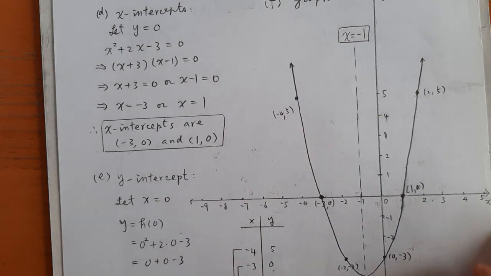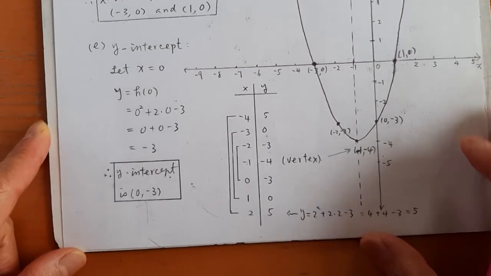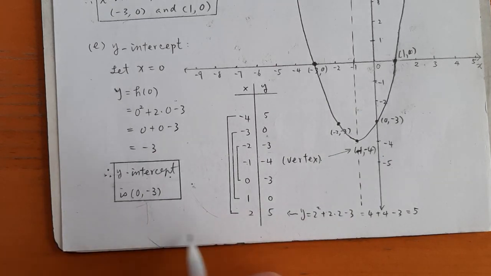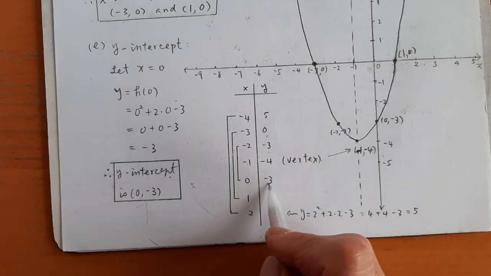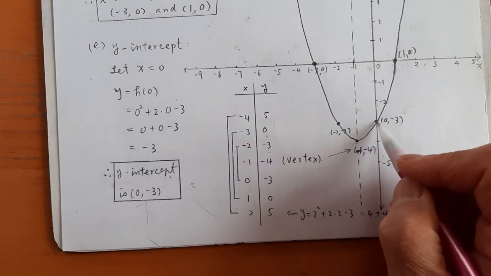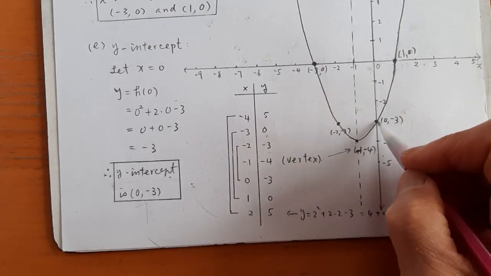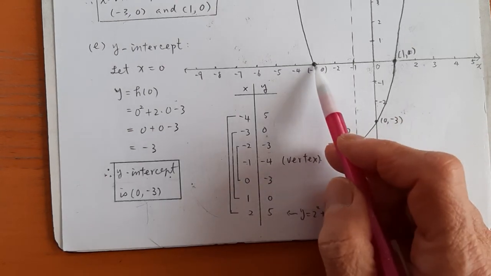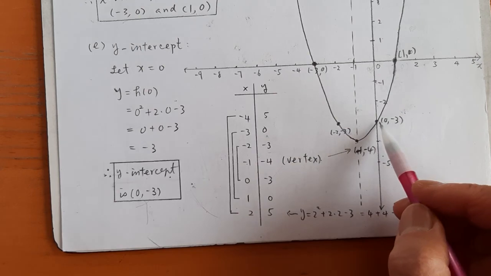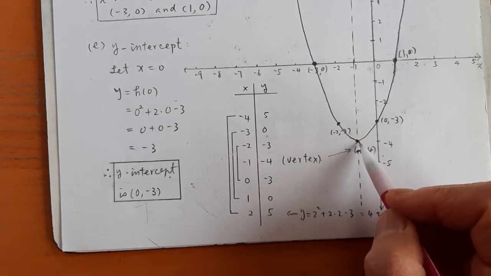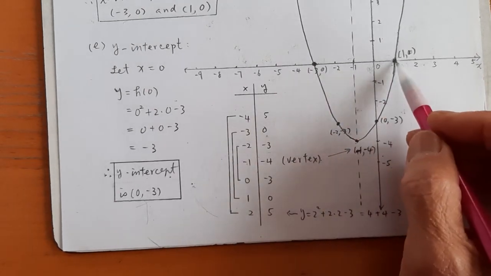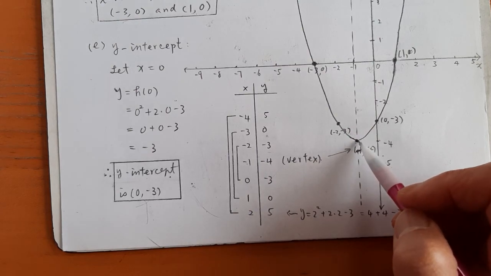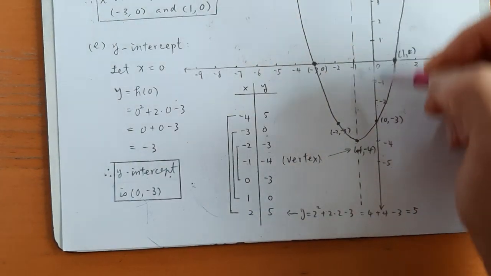The other one is the y-intercept, which we figured out is 0, negative 3. Here x is 0 and y is negative 3. So far you have the two x-intercepts, the y-intercept, and the vertex. That's 4 points, plus the axis of symmetry.